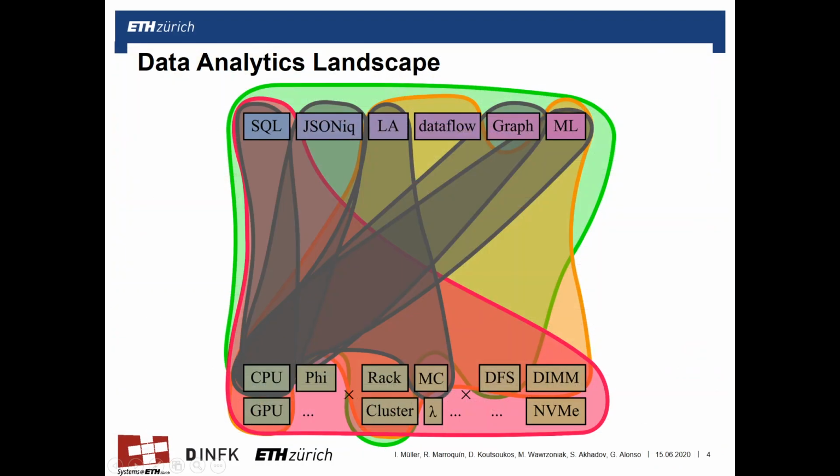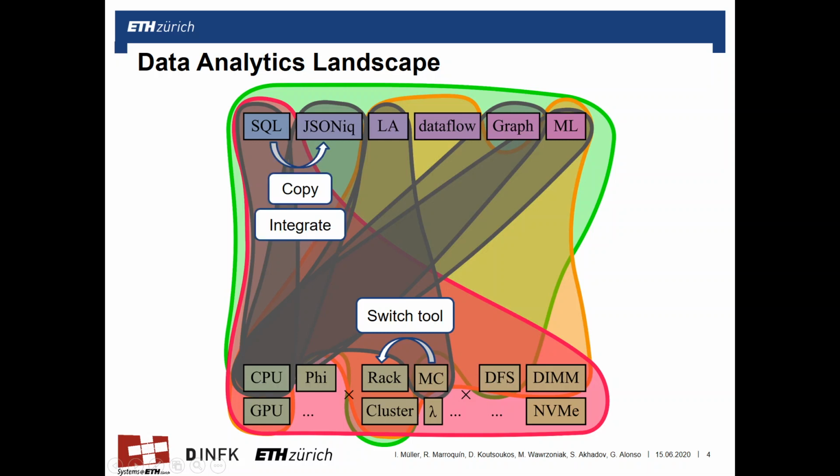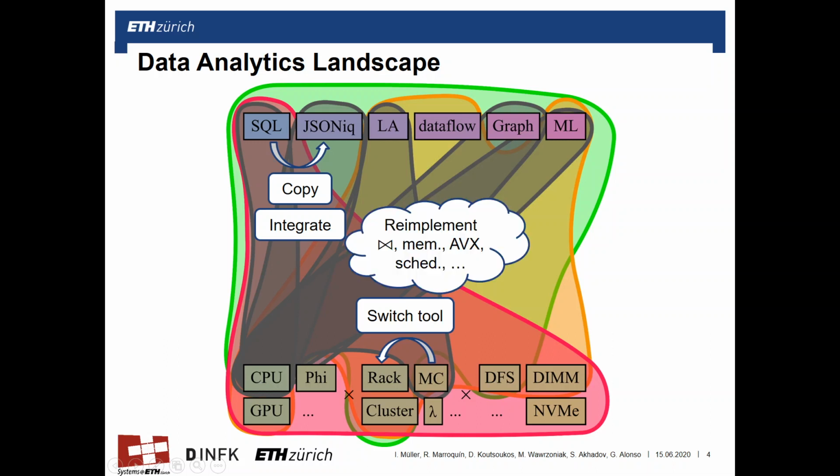Now, there are some obvious problems with that. One is for the users who, when they switch their target architecture, need to switch their tools and re-implement everything that they did. Similarly, if we try to combine different styles of analytics, they are most often forced to copy data around and integrate such that the different tools work together. And for us, maybe most interestingly, is that we are re-implementing the same components over and over again for each new front-end, back-end combination that we want to support.